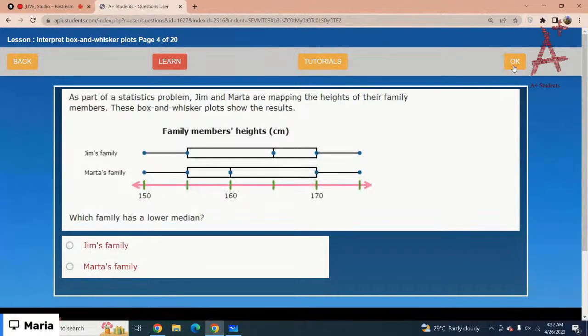As part of a statistics problem, Jim and Marta are mapping the heights of their family members. The box and whisker plot shows the result. Which family has a lower median? Here you have the median that is 170. Here you have the median that is 160. Got it? That means Marta's family has a lower median.